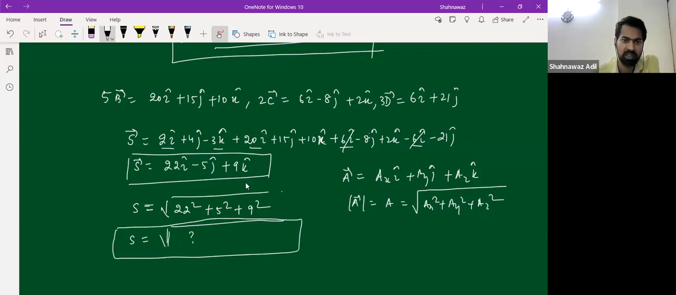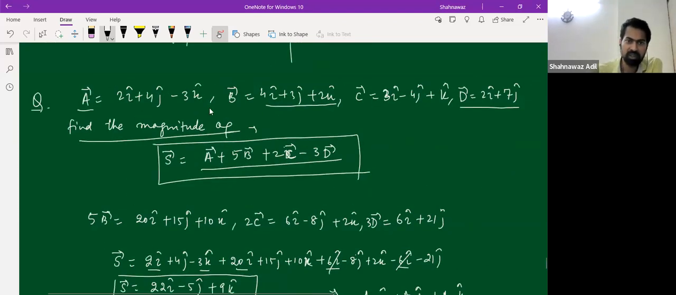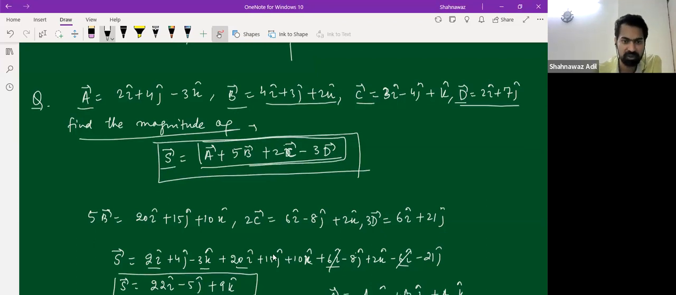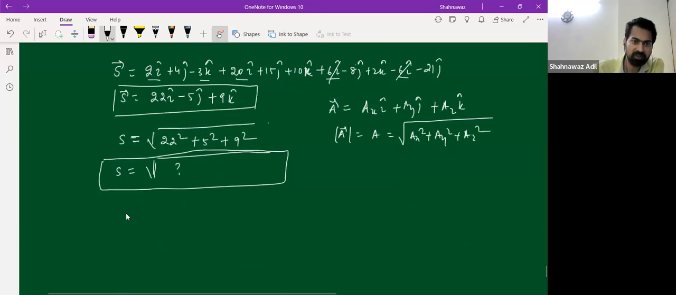So this was the question: we are given some vectors A, B, C, and this S vector was the combination of these vectors. We calculated it, and then we can find out the value of this vector. And what would be the direction of this vector?